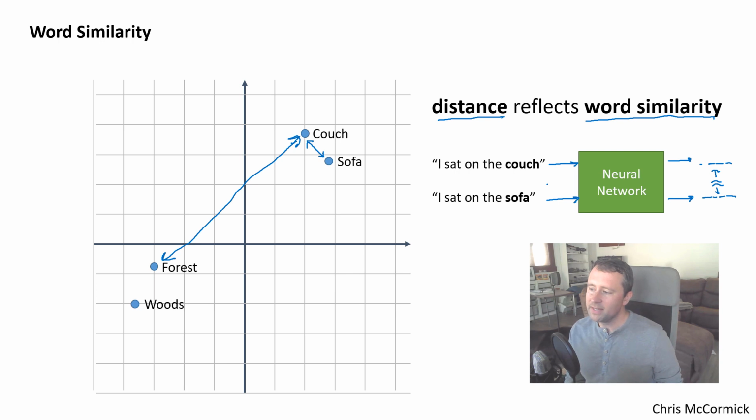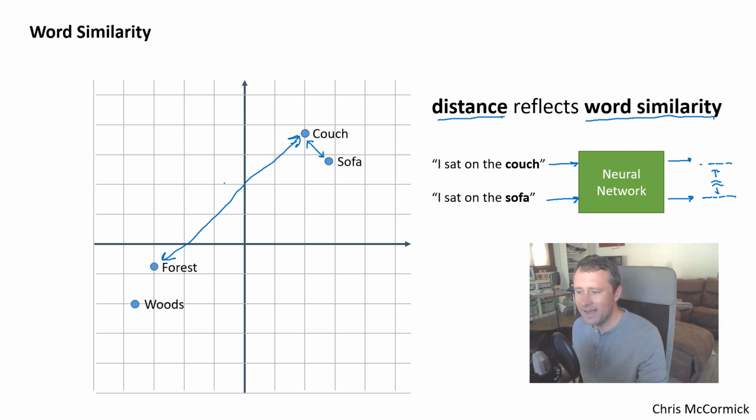And that's good, because that means that whatever knowledge the neural network has gained about the word couch, it can also apply to the word sofa. Something that I find kind of interesting and fun to point out about word embeddings is that the individual values inside these feature vectors, you could argue, don't really matter.